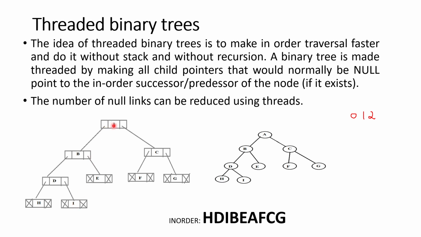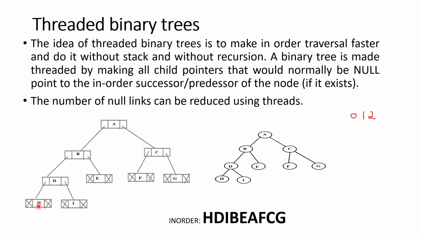So if I start from A, it has got a left child, I have to go further. B has got a left child, I have to go to the next level. D has got a left child, I have to go to the next level. So here this node is not having a left child, so this is the ultimate left of D. So that is why the first node is H.